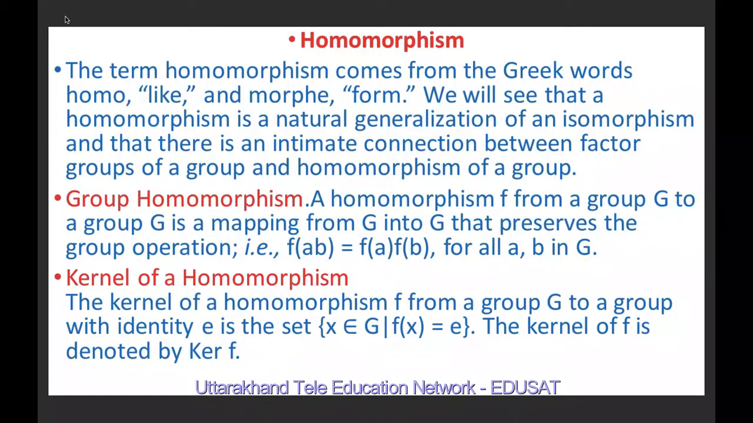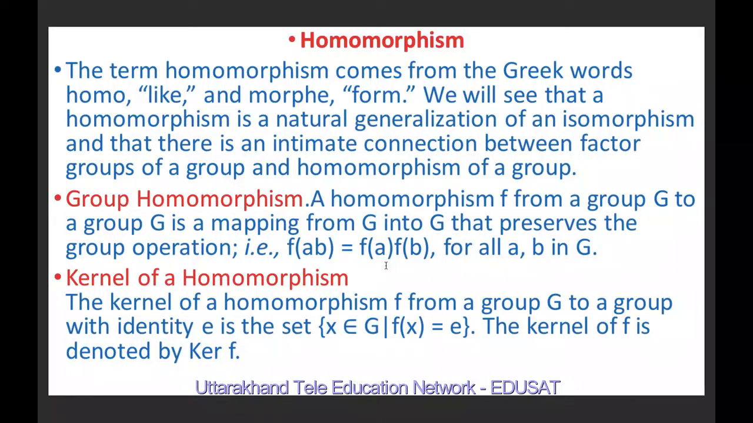So first of all, group homomorphism. A homomorphism f from a group G to a group G-bar is a mapping from G into G-bar that preserves the group operation. That is, f(ab) = f(a)f(b) for all a, b in G. It preserves the group operation means if the operation is multiplication, then f(a·b) is equal to f(a)·f(b). If the operation is addition, then f(a+b) is equal to f(a)+f(b). So a homomorphism preserves the group operation.